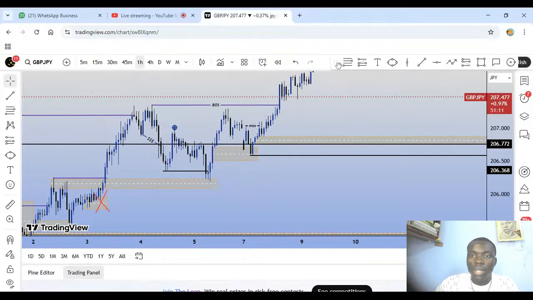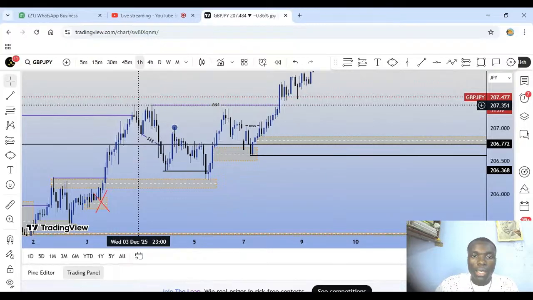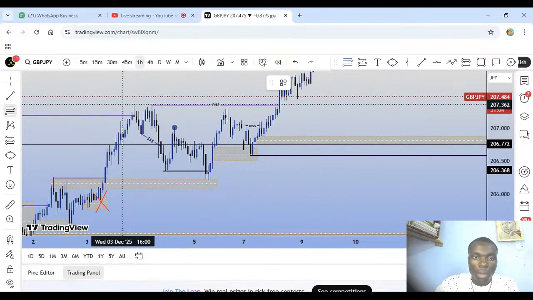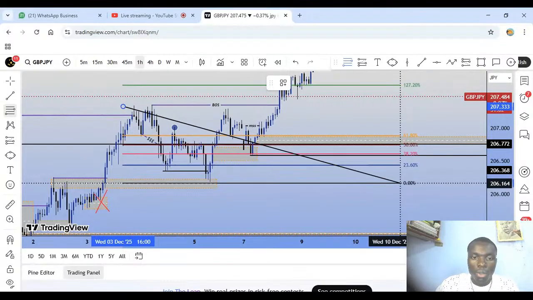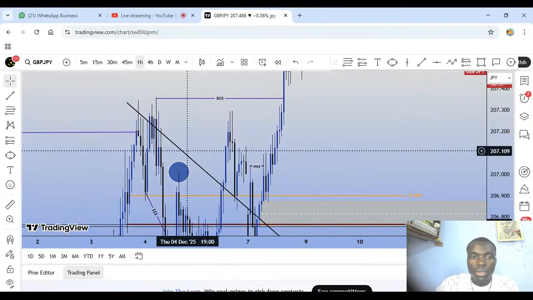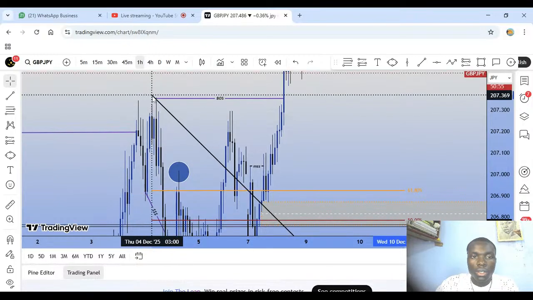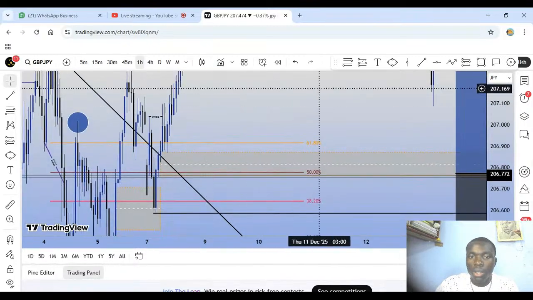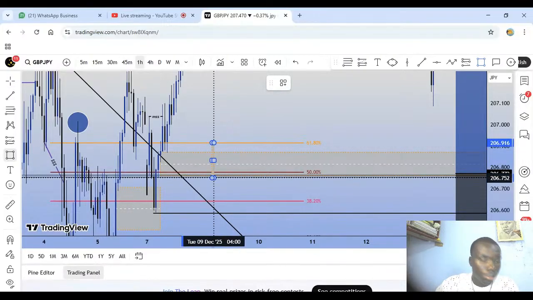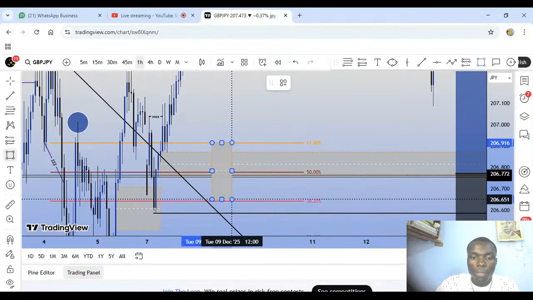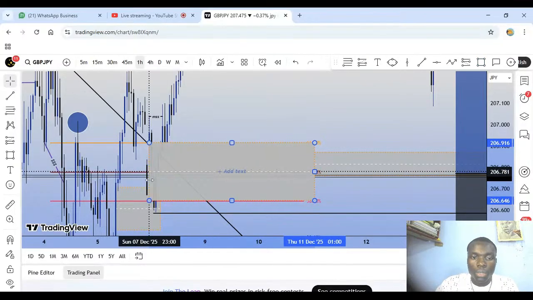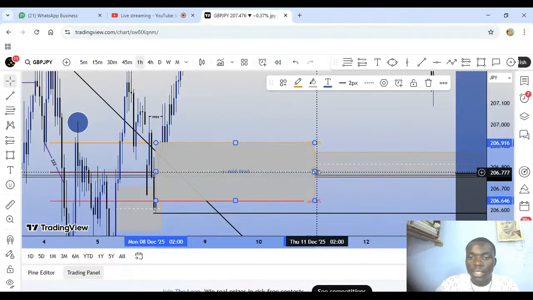So on the current trend, I'll do the same thing. I'll mark out my breakup structure, which is here, which is the external structure. Now you can draw out your zone. This is the external structure. I can draw out my zone, my 61 to 38. This is my zone. So I'm going to show you something vital here that gets most people confused.